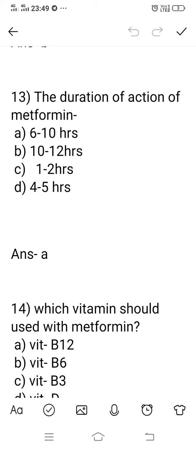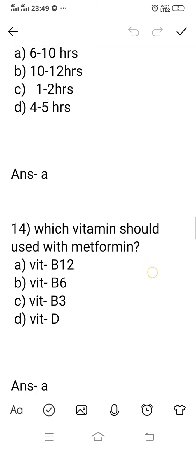Option number B, 10 to 12 hours. Option number C, 1 to 2 hours. Option number D, 4 to 5 hours. Option number A is the right answer. 6 to 10 hours is the right answer.